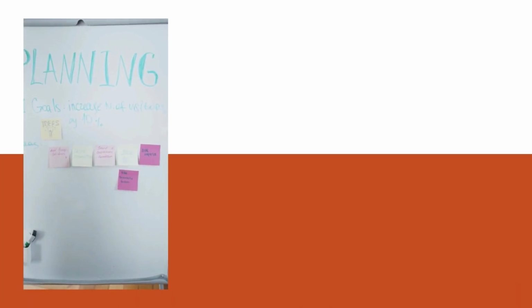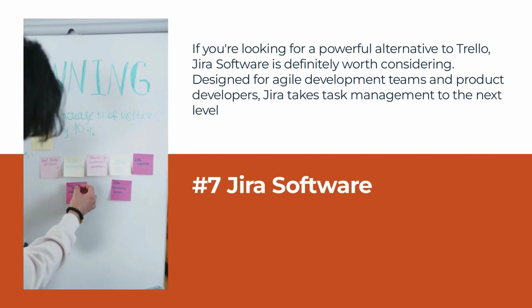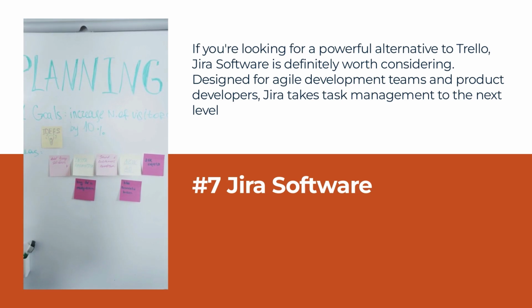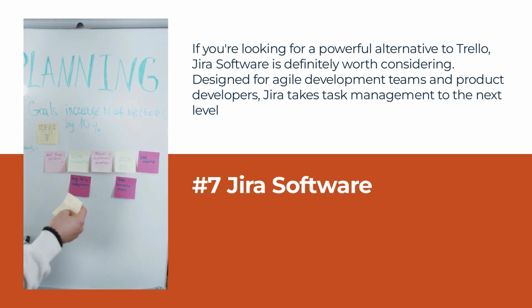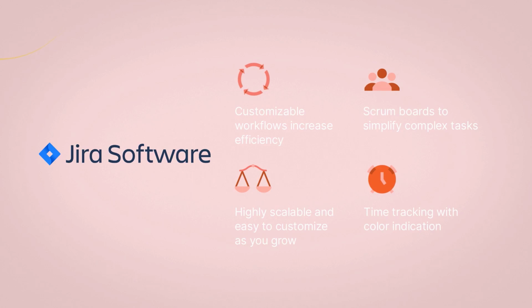Number 7. Jira Software as a Trello alternative. If you're looking for a powerful alternative to Trello, Jira Software is definitely worth considering. Designed for agile development teams and product developers, Jira takes task management to the next level. This alternative to Trello offers cloud and subscription-based tools that help teams coordinate effectively and achieve a common goal.